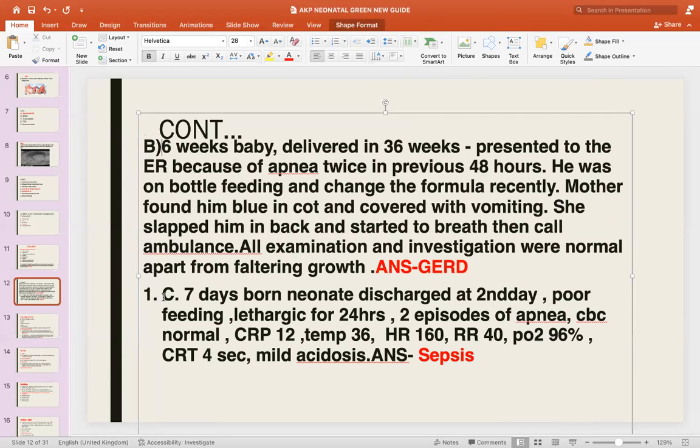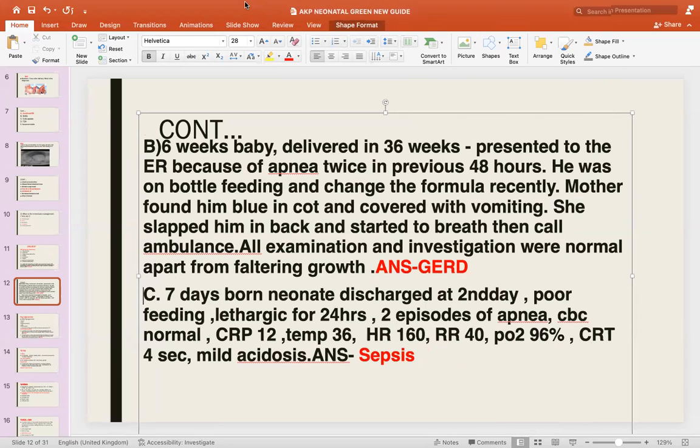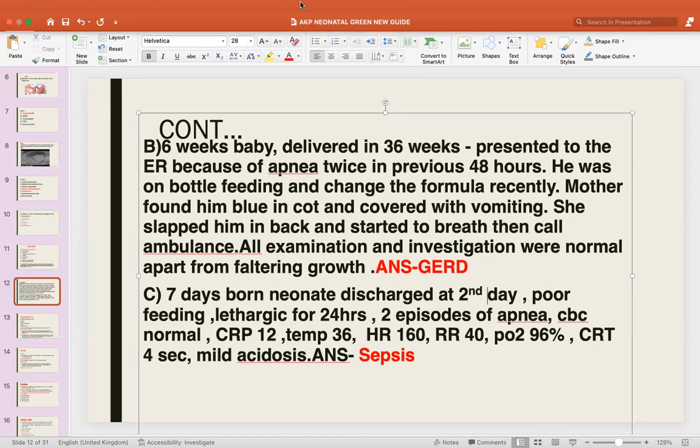Next question, C. A 7-day-old baby, a 7-day-born neonate discharged on the second day, with poor feeding and lethargy for 24 hours. What do you think? Any neonate comes to you with poor feeding and lethargy, what is your first diagnosis? Late onset sepsis.